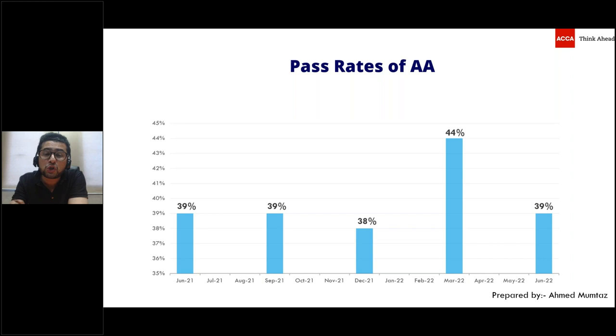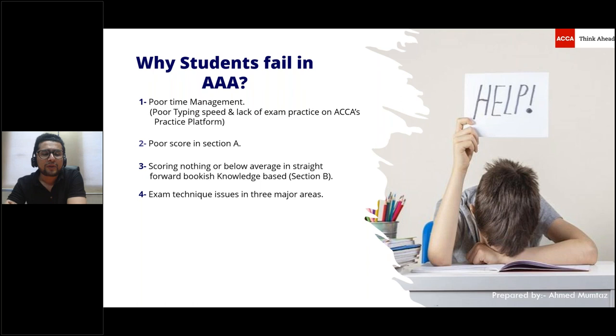39, 38, well, okay, 44, but again 39, that looks very, very unpleasant to the eyes. And we have to understand why the pass rates are so pathetic. The pass rates are so pathetic because the majority of students are solving questions either on paper or on a Microsoft Word blank sheet, but nobody, or the greater majority, is not paying good enough respect to the ACCA practice platform. So please, from tonight onwards, do not attempt anything other than the ACCA practice platform.